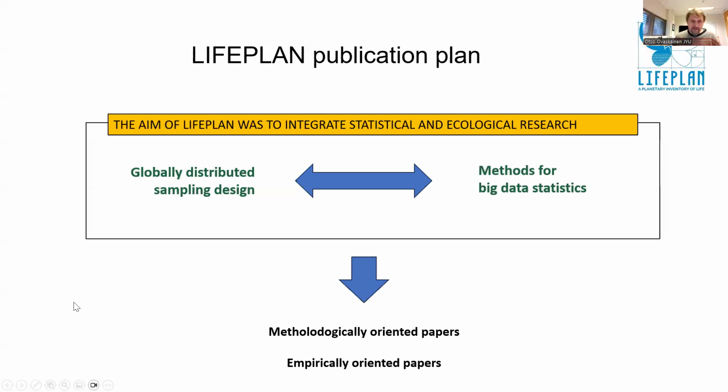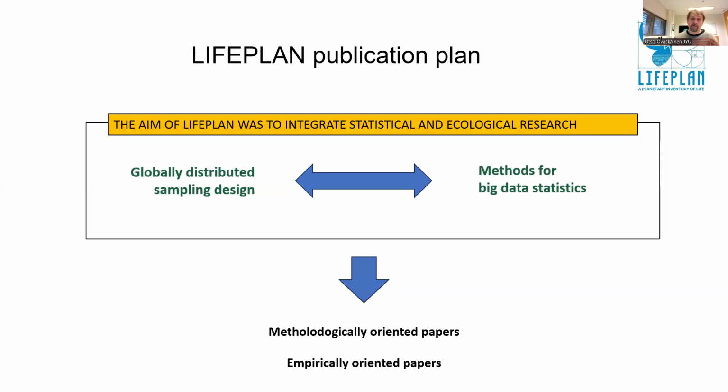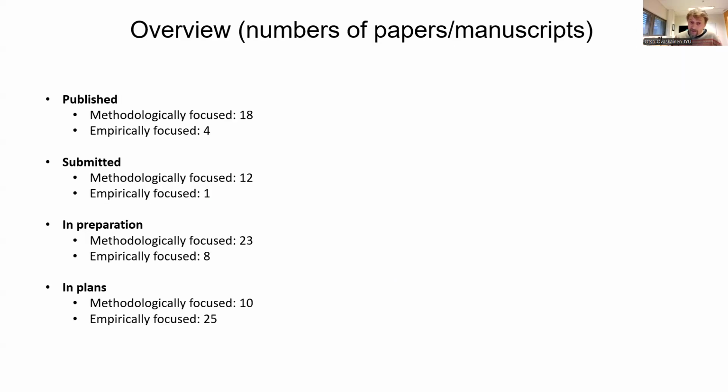So let me start by reminding that the aim of LIFEPLAN has really been to integrate statistical and ecological research. So we have these 2 legs, statistical research and empirical research. In addition to this globally distributed sampling design that we have all put together and that you have been working very hard on, we have performed a lot of work to develop statistical methods that are needed to interpret these new kinds of data. And that's why this publication plan is split into 2 kinds of papers, methodologically oriented papers and empirically oriented papers.